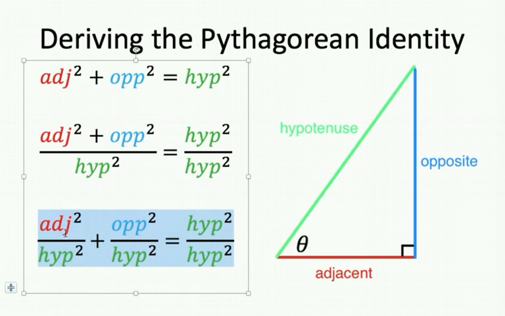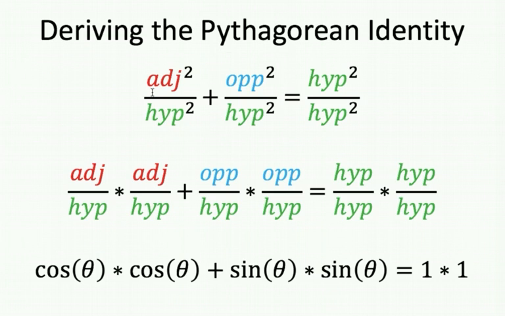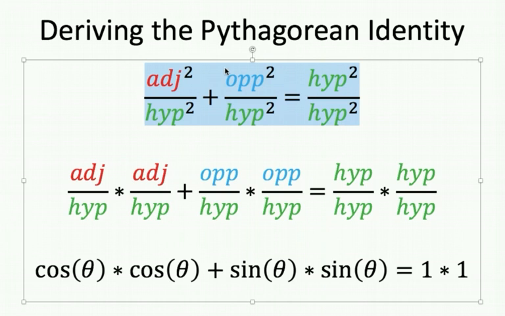All right, now let's take this. I'm going to copy and paste it onto our next page, and I'm going to start simplifying this. Okay, so it's right here. All right, let's simplify this. First thing I wanted to do is split this into 2. I'm just getting rid of the exponents. So instead of adjacent squared divided by hypotenuse squared, I just wrote adjacent divided by hypotenuse times adjacent divided by hypotenuse. There's just 2 of them.